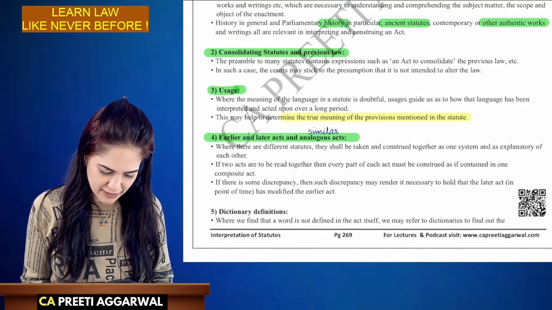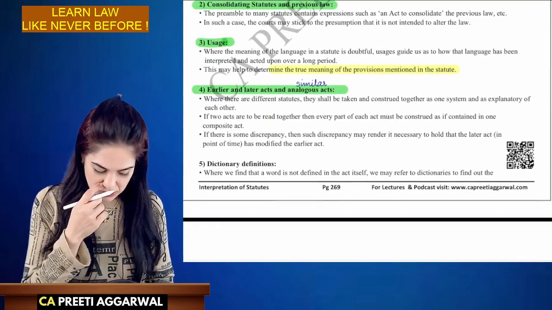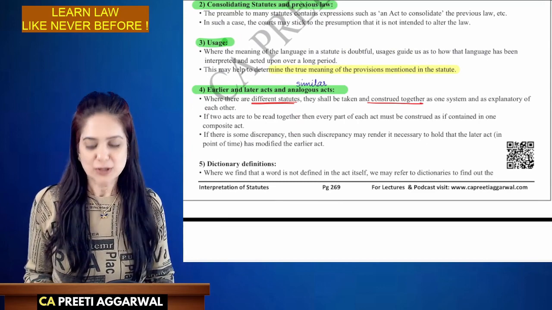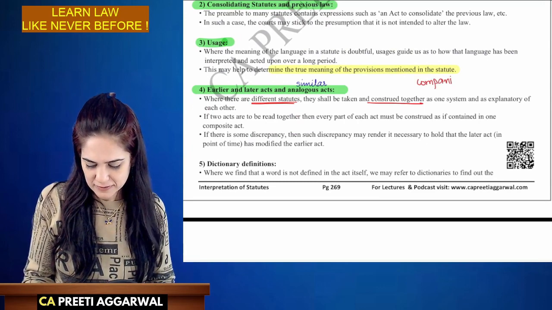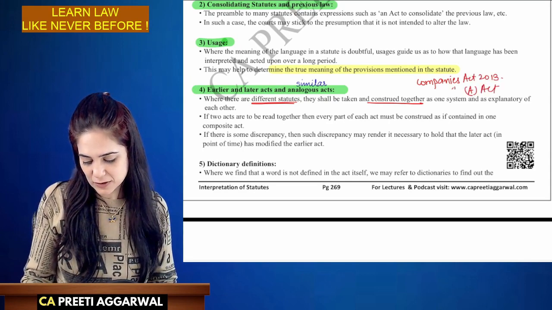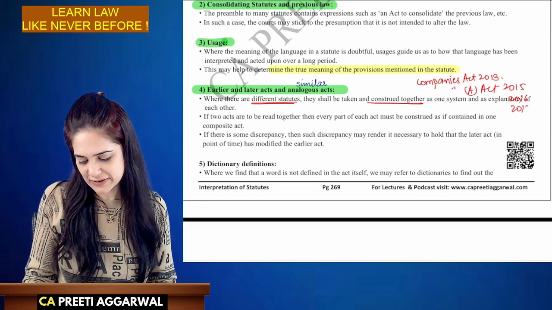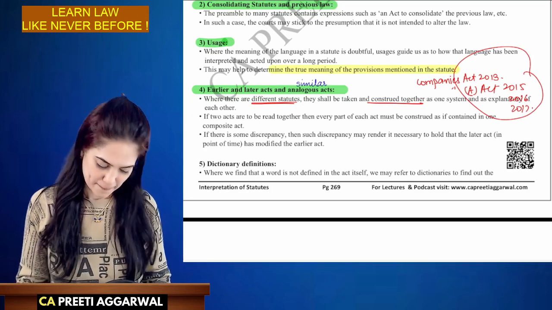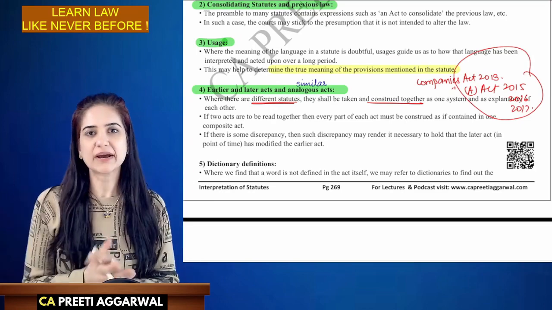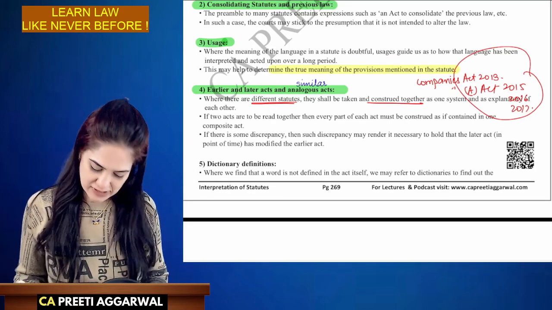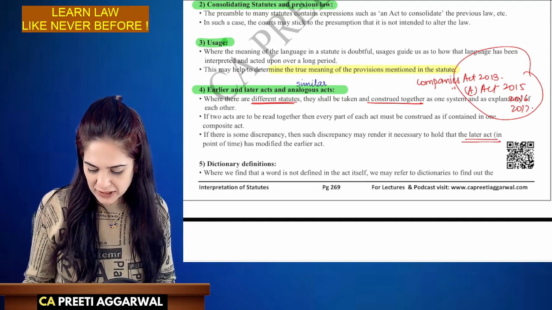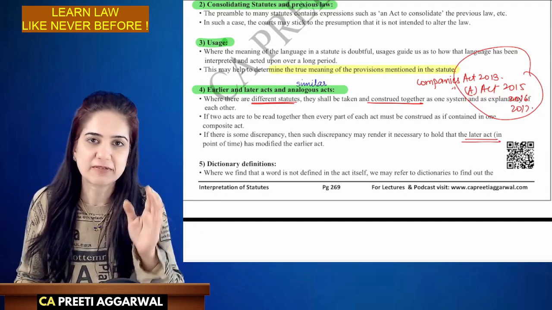Earlier and later acts, analogous means similar act. So when there are different statutes, they are to be construed together as one system. So if we have the Companies Act 2013, then we have the Companies Amendment Act 2015, 2016, 2017. They all have to be read together. Each and every act is to be part of each other as if they were a part of a composite act. If there is any discrepancy, then the act which was enacted later will prevail. So if there is any ambiguity, the Amendment Act which came later will prevail.